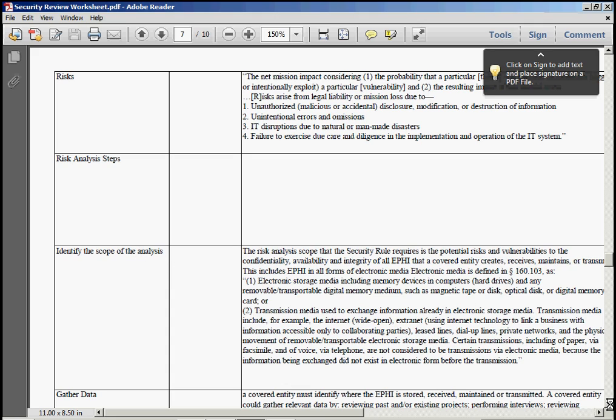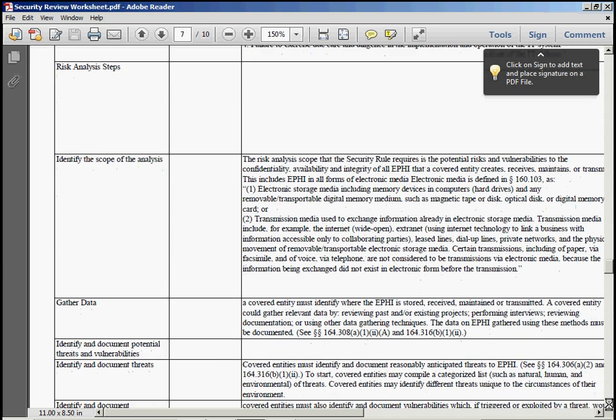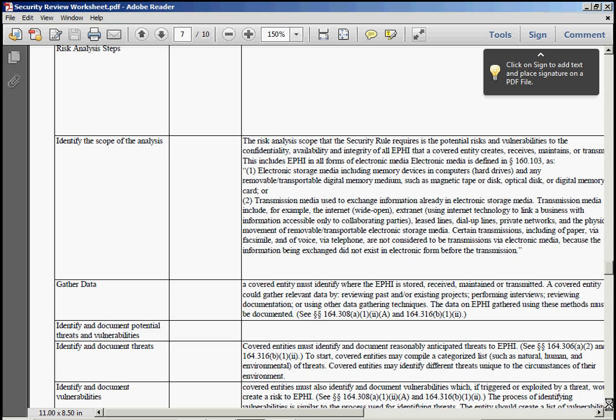You're going to go through and identify the scope of your analysis. So how far are you going to look? Are you going to have to take into account security in your clinic, or also in the homes of your physicians who take home medical information, or the businesses of your business associates, or the facilities of your regional health exchange? How far are you going to take this? So you have to define the scope. And then you gather your data, and then you document the potential threats and vulnerabilities, and you identify those threats, and you just work your way through this sheet.